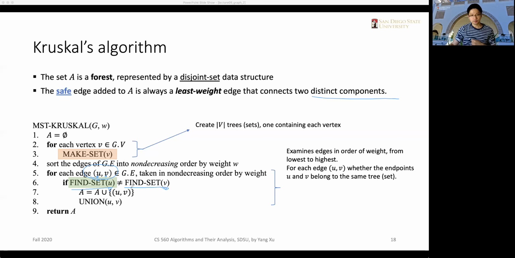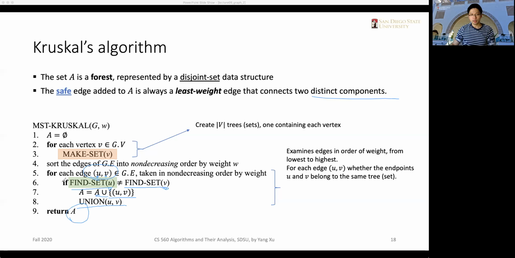If they belong to different sets, then we will merge the new edge into the set A. And then we will call union, which makes U and V into the same set. Okay. And finally, after all the edges are iterated over, we will return A.